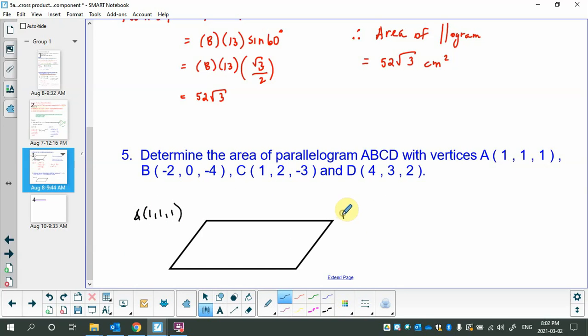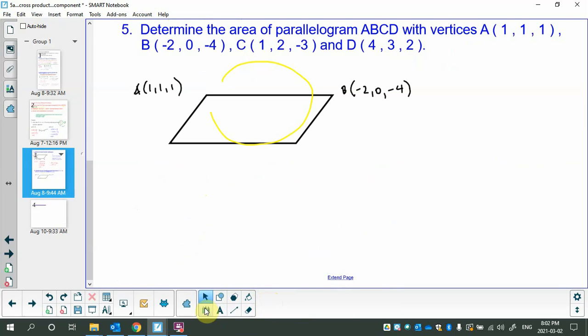B could be here. Here's where it gets tricky. You must pick a corner to start with. So I did. I picked A. And you have to go around. So what that means is that when we go to label C, you can't do a zigzag. You have to keep going around, and that puts C here, which is 1, 2, negative 3. And that forces D to be here.